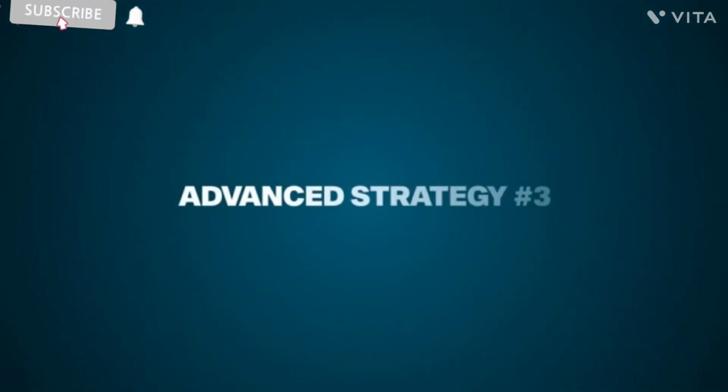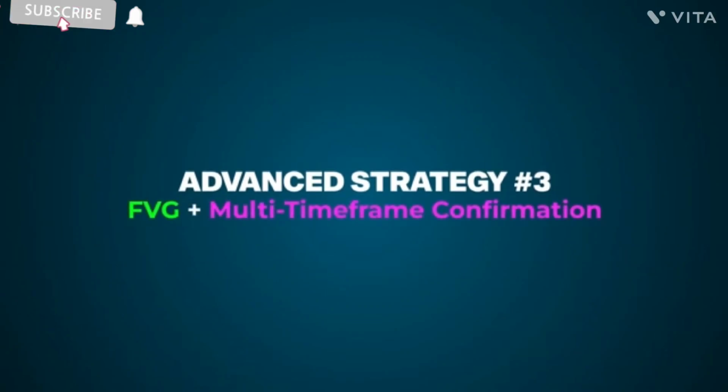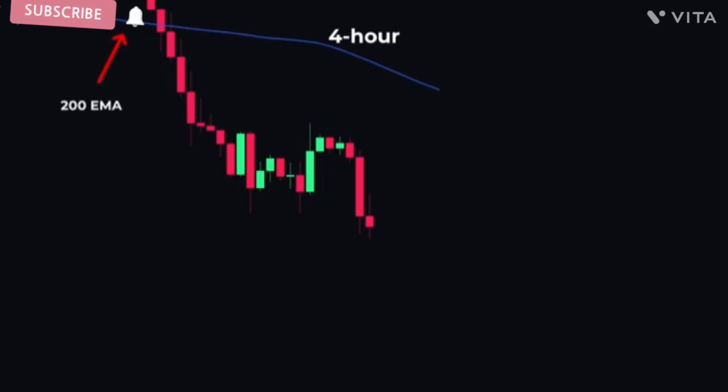Advanced strategy number 3. In this strategy, we're combining fair value gap trading with multi-time frame confirmation. First, start by choosing a time frame, preferably higher time frames like the 4-hour chart. Next, identify the long-term trend using the 200-period EMA indicator. The EMA helps to ensure that we're trading in the same direction as the long-term trend.